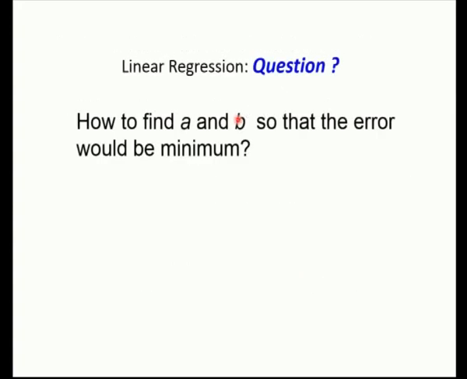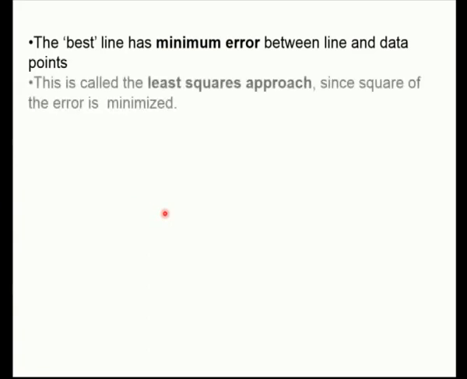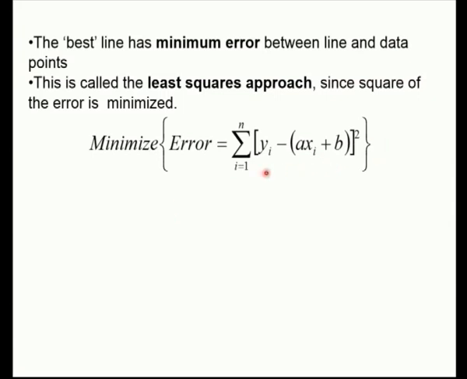So, once again I will repeat, what is the main question, how to find a and b so that the error is minimum. So, the best line has a minimum error between the line and the given data, and this is called the least square approach. Since the squares of the error is minimized, it is called least square, and once again I recall the error function that has to be minimized.